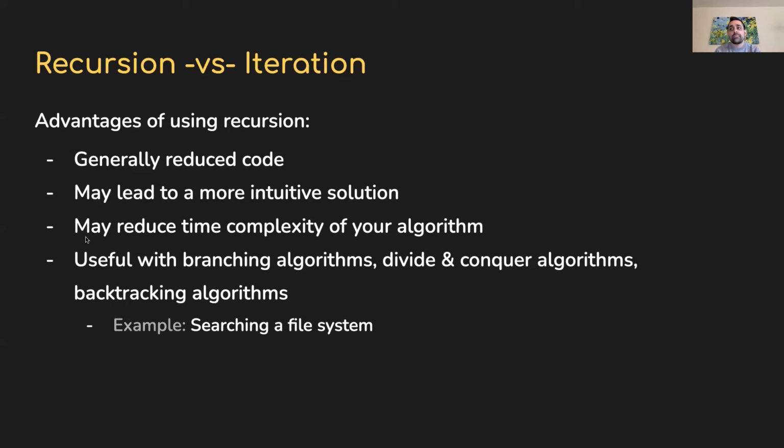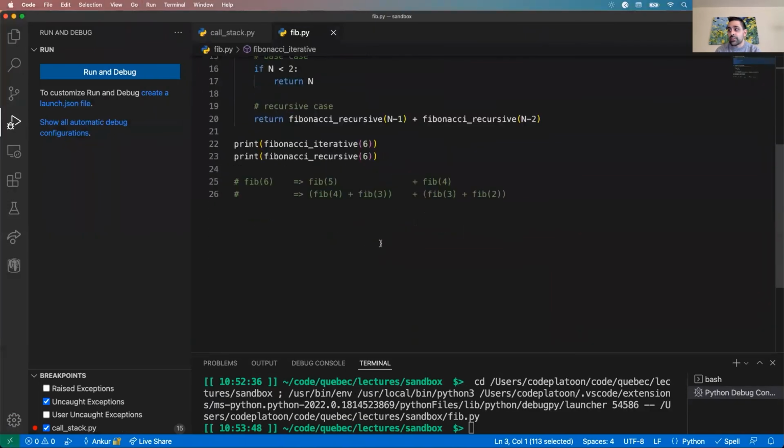This third bullet point, it's rare, but it may reduce the time complexity of your algorithm. This is very specific to certain types of algorithms, but recursion could be a better answer for efficiency. Usually it's not. In the Fibonacci case, it is not a better solution. I don't know if you guys noticed when I was breaking this down.